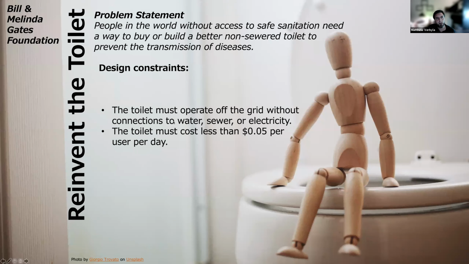These two right here are more consistent with constraints, right? It must operate off the grid because a lot of the population in the world lacks access to water, sanitary sewer pipes, and electricity. So we need a toilet that can serve the needs and satisfy the design criteria with this particular constraint. And the other constraint, because it's for low-income areas, is that it needs to cost less than $0.05, or 5 cents, per user per day.